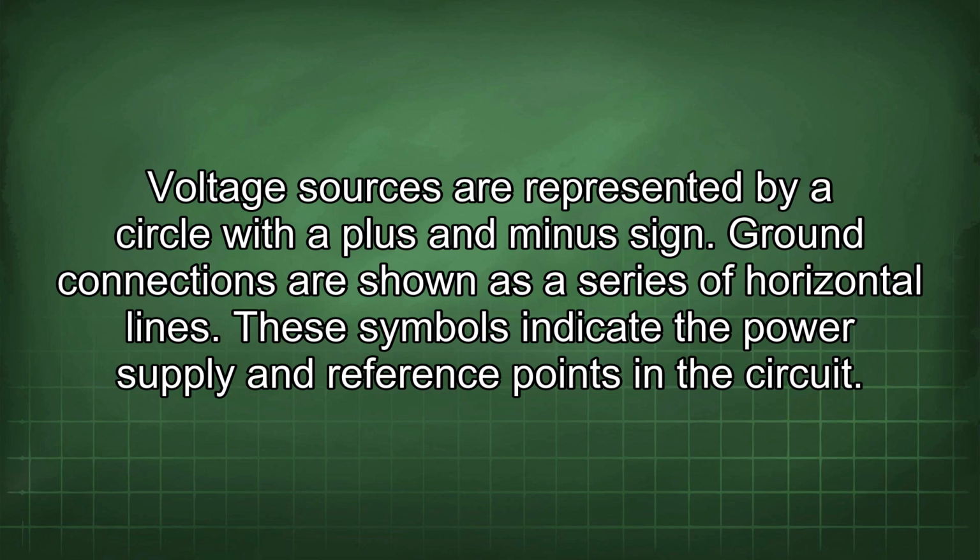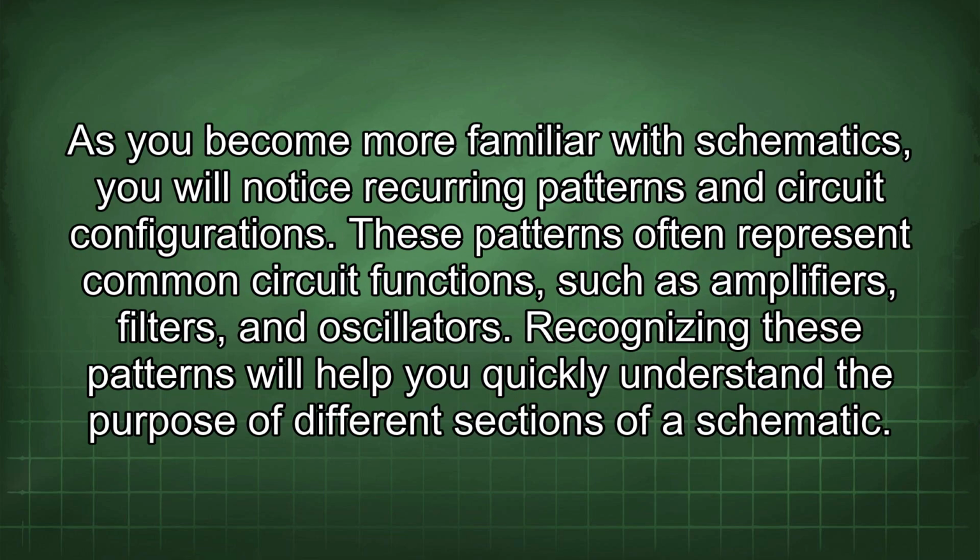Ground connections are shown as a series of horizontal lines. These symbols indicate the power supply and reference points in the circuit. As you become more familiar with schematics, you will notice recurring patterns in circuit configurations. These patterns often represent common circuit functions such as amplifiers, filters, and oscillators. Recognizing these patterns will help you quickly understand the purpose of different sections of a schematic.